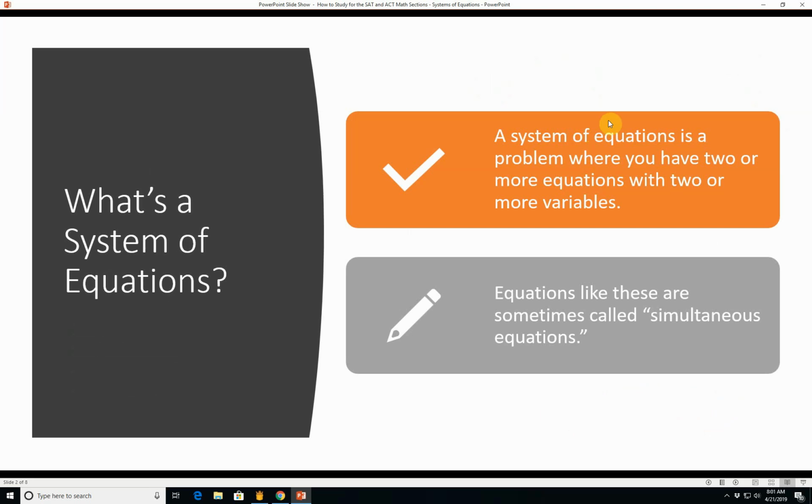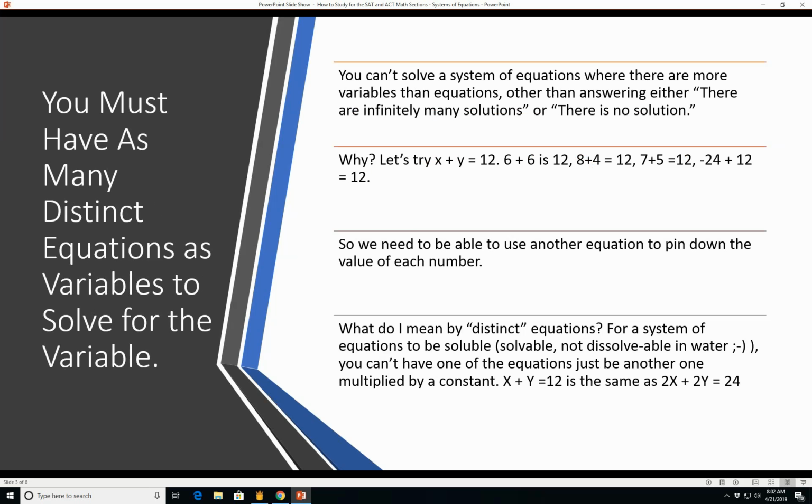What's a system of equations in the first place? Well, a system of equations is a problem where you have two or more equations with two or more variables. Equations like these are sometimes called simultaneous. So you must have as many distinct equations as variables to solve for the variables. You can't solve a system of equations when there are more variables than equations, other than answering either there are infinitely many solutions or there is no solution.